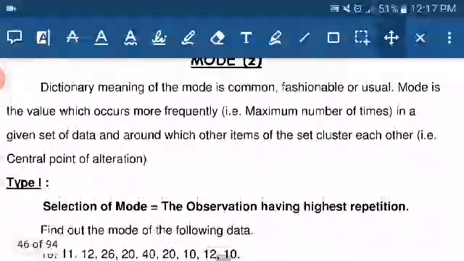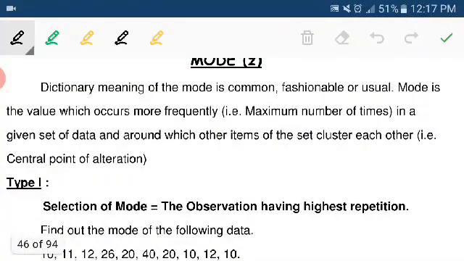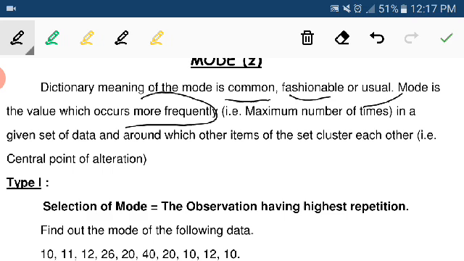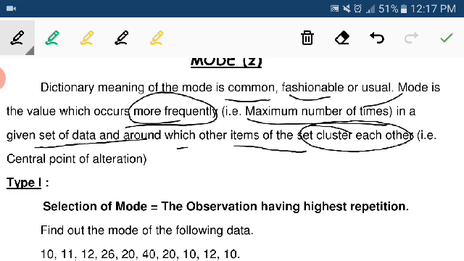Then the mode. The dictionary meaning of mode is common, fashionable, or usual. Mode is the value which occurs most frequently, that is, the maximum number of times in the given set of data, and around which other items of the set cluster. It is the central point of the distribution.